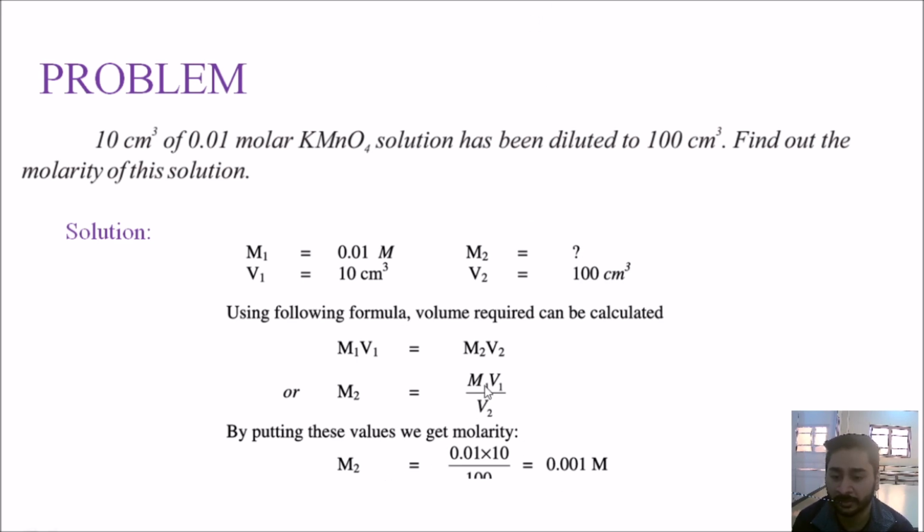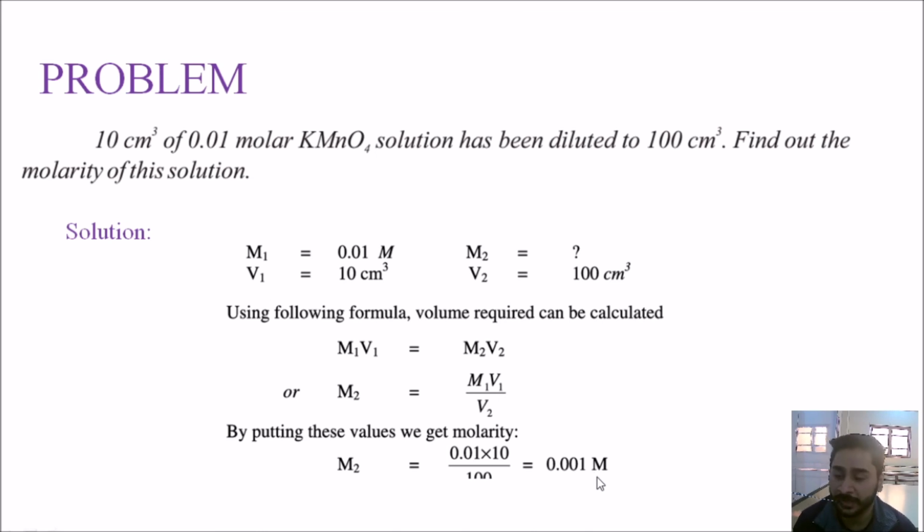The most important thing that matters is you keep the values very properly. So if you're finding out M2, just transfer the V2 to the opposite side. It is going to be M1 V1 divided by V2. Put the values, and the molarity for the diluted solution is 0.001. You can see that from 0.01 the solution is now 0.001, which is lesser.